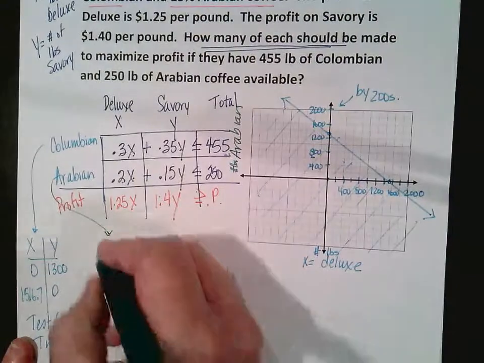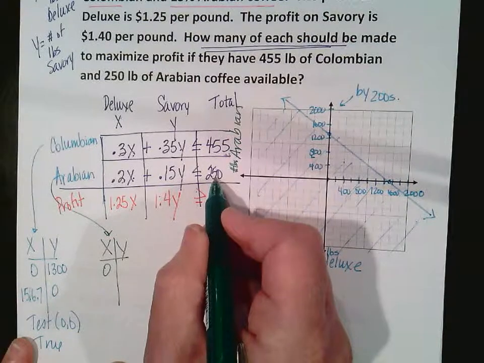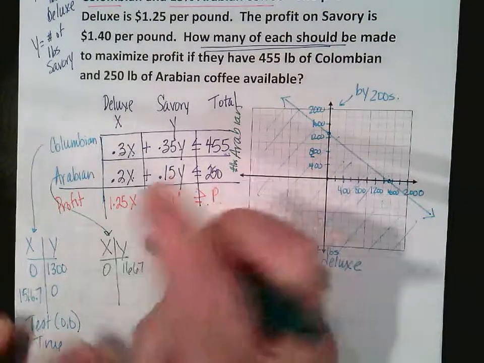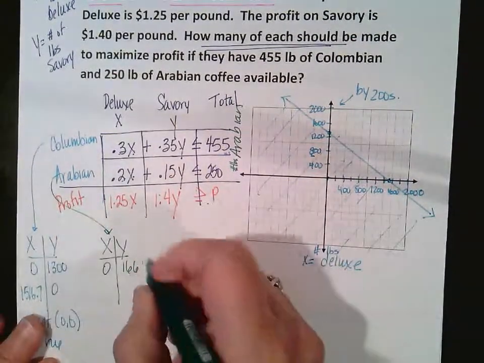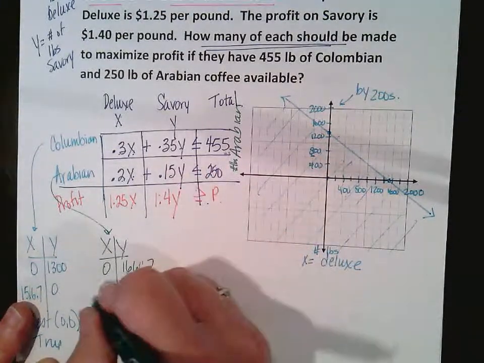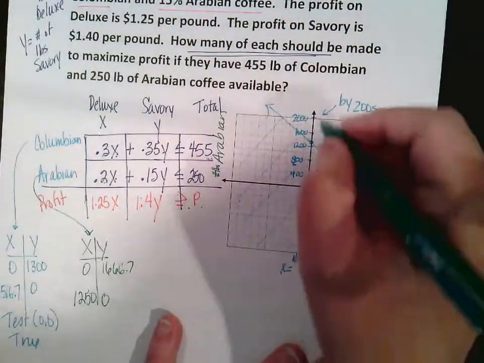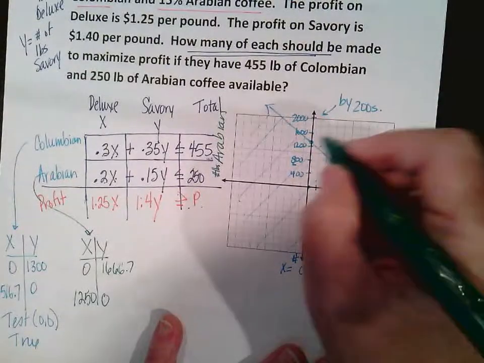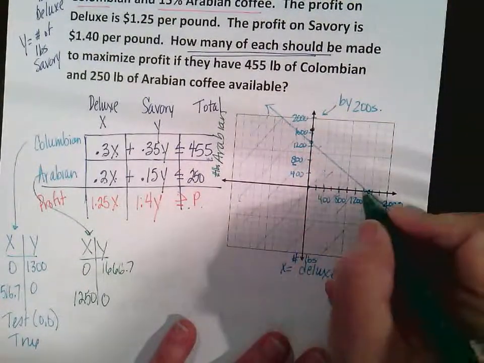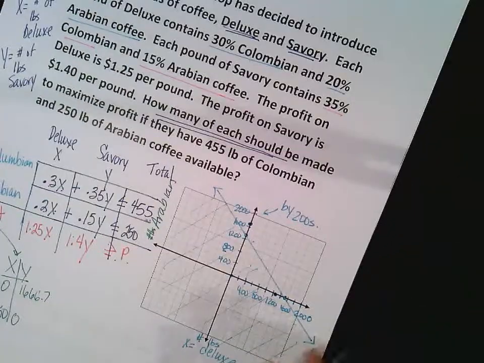I'm going to do its X and Y points. If my X is 0 for Arabian, I'm going to take 250 divided by 0.15, and I'm going to get 1,666.7. And if I plug in 0 for Y, I take 250 divided by 0.2, and I get 1,250. So I have over 0 and up 16.667, which I'm going to say is right about here. And then over 1250, and up and down 0. So I'm going to connect these.